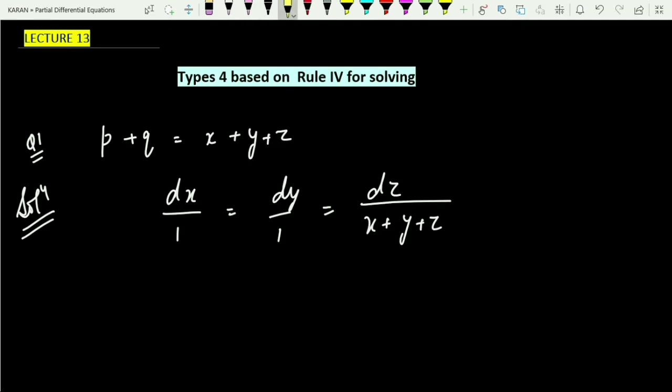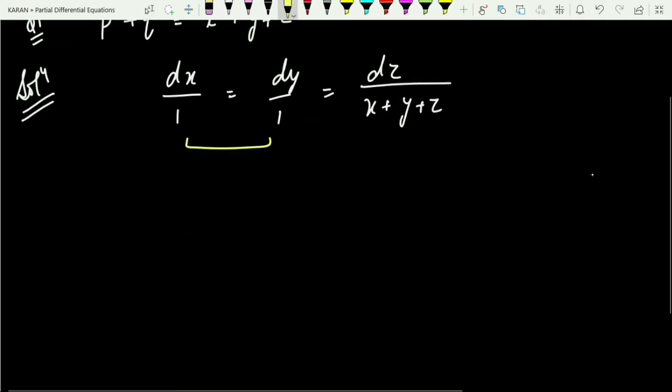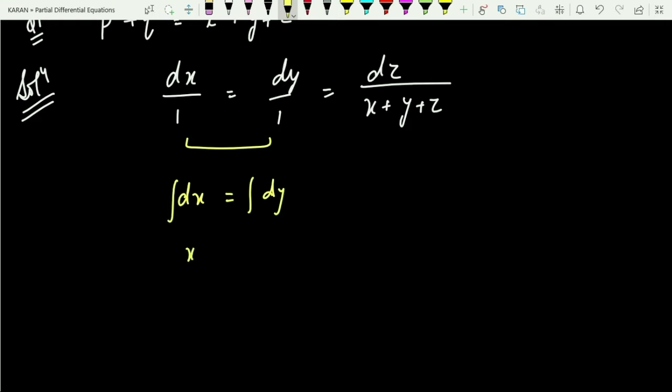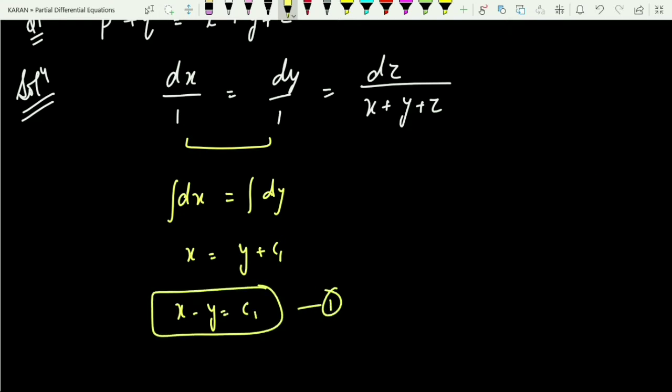Now if I compare the first two fractions, that is dx upon 1 equals dy upon 1, that is nothing but dx equals dy, right? And now if you integrate on both sides, what do I get? I get x equals y plus c1, or x minus y equals some c1. Mark this as equation number 1, right?